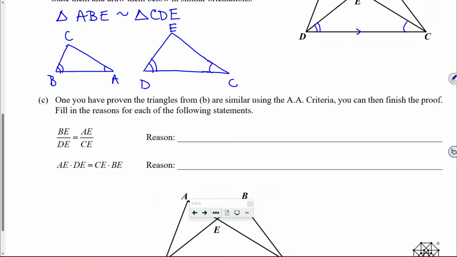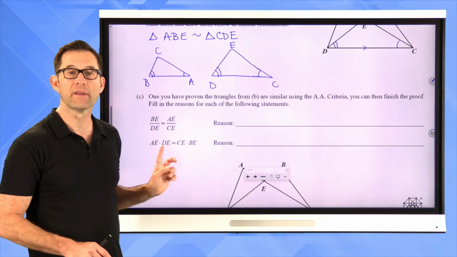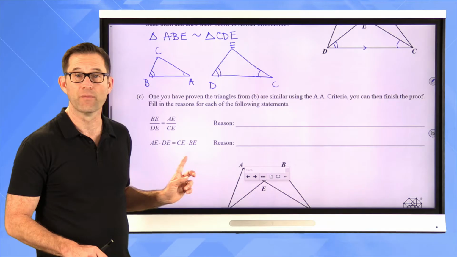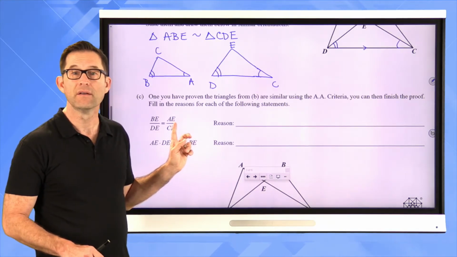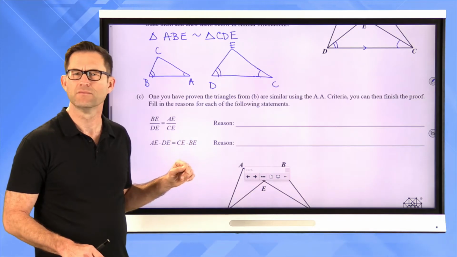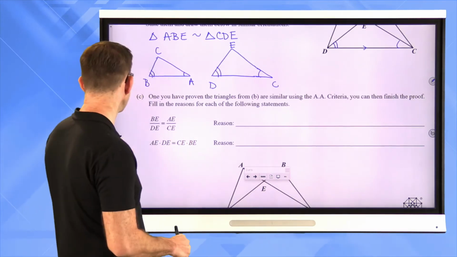Fill in the reasons for each of the following statements. In other words, I want to ultimately prove that this product is true. So what I can do is say now that BE divided by DE, why am I not even seeing BE divided by DE?